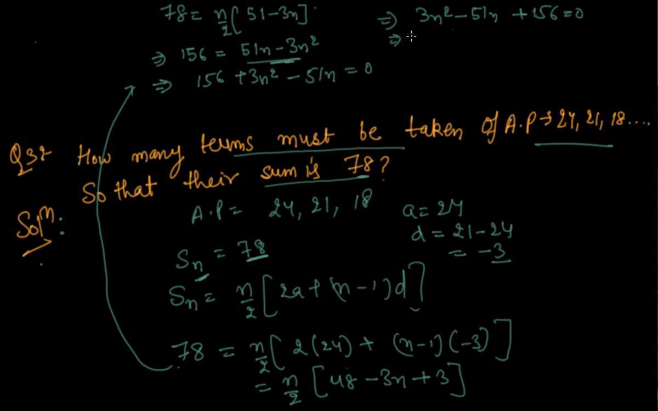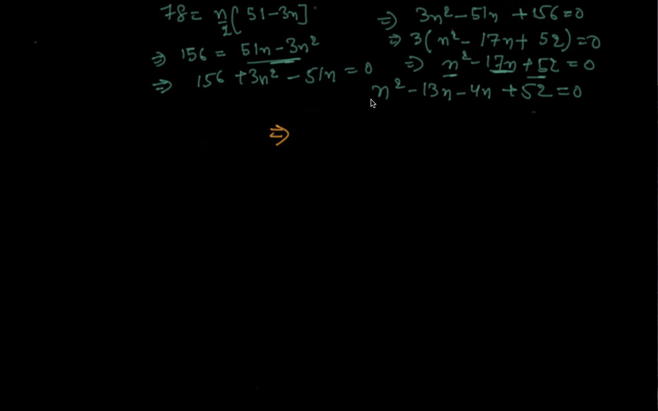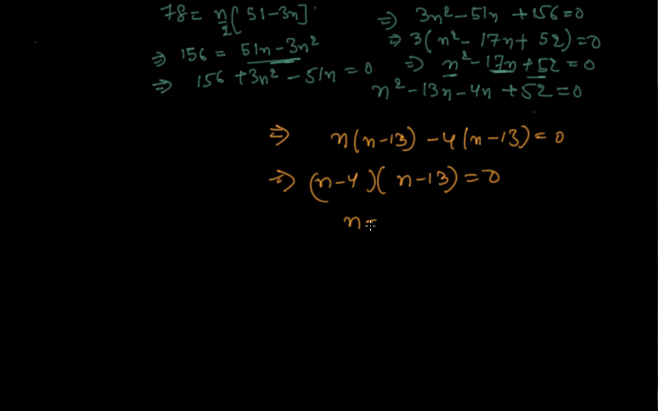So let me solve it. Taking 3 as common, n square minus 17n plus 52. Applying the method of splitting the middle term into two values such that the sum is 17 and the product is 52, I am splitting this as n square minus 13n minus 4n plus 52 equals 0. Taking n common, n minus 13, and minus 4 common, n minus 13. So (n minus 4) into (n minus 13) equals 0. We are getting the value of n as either 4 or 13.